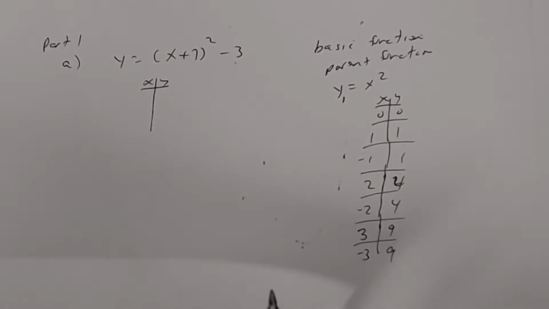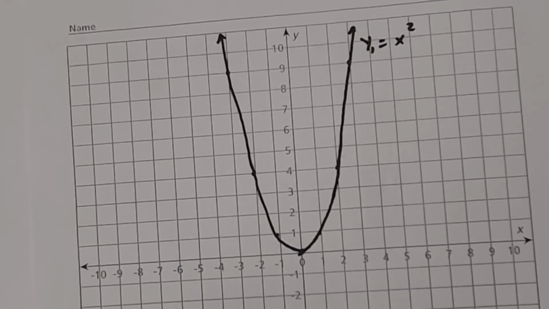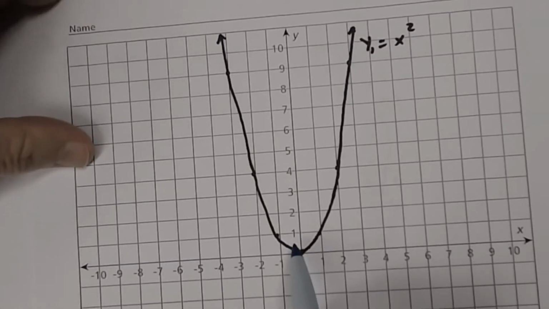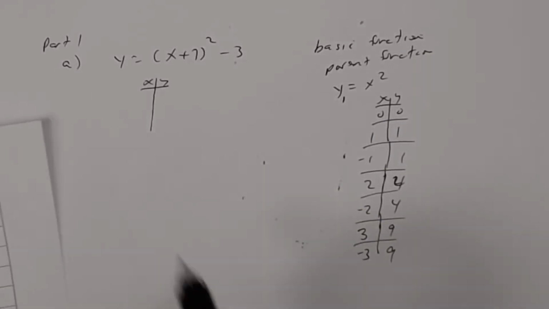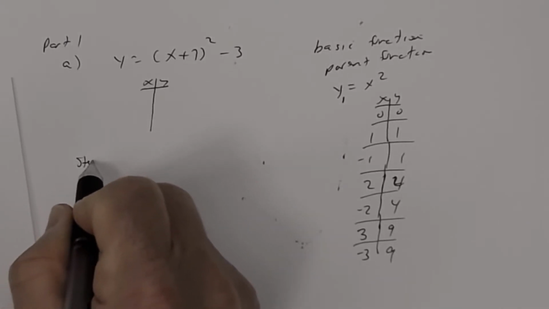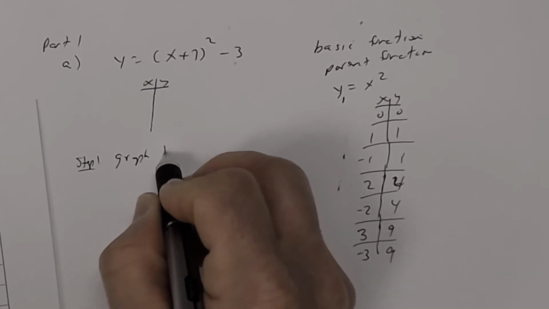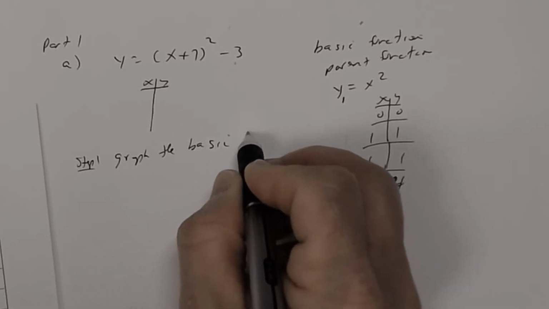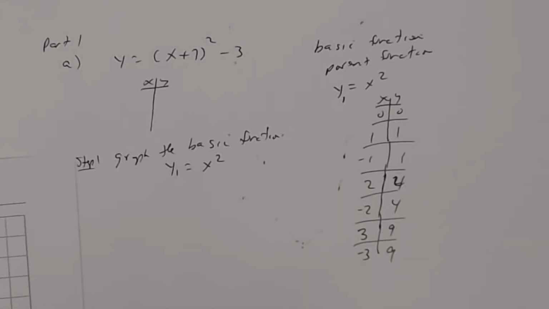All right, so every point, now notice what's happening. Notice what I'm doing, and you need to do that. Every point on this graph is going to move 7 units to the left, and so you need to say that. So here are your steps. Step 1, what's this? You graphed the basic function. Graph the basic function, and you called it y1 equal x squared. So say it. Graph the basic function, y1 equal x squared.